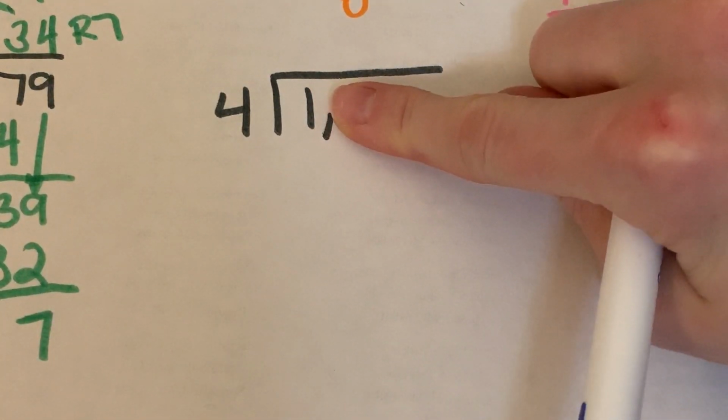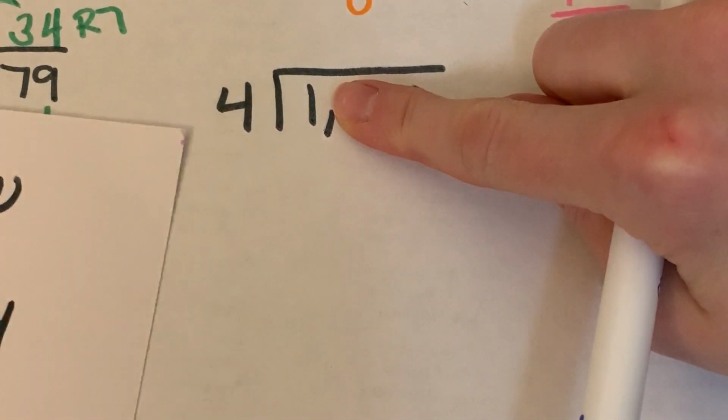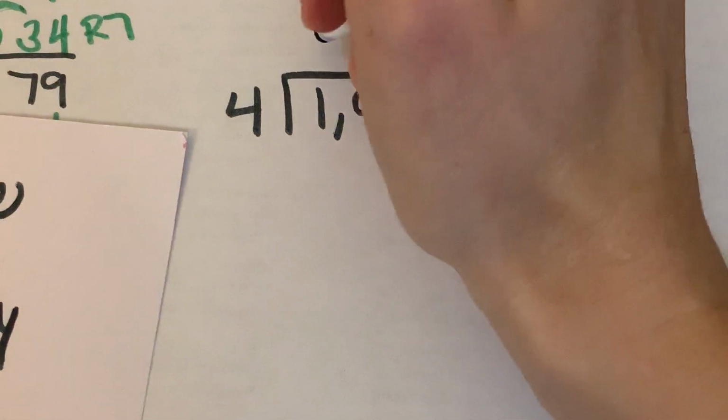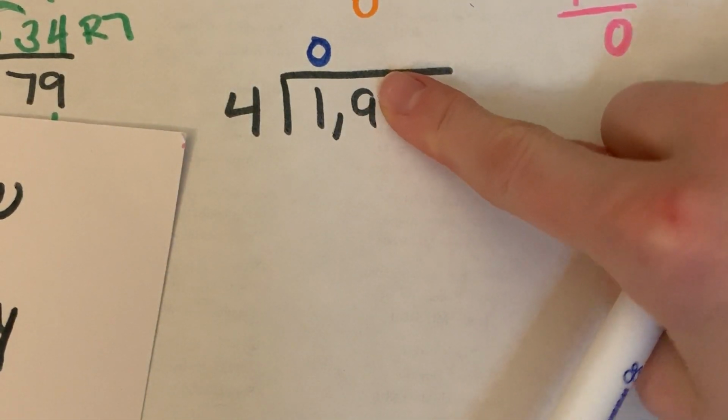All right, 4 times what gives me 1? Well, that 4 is too big. 1 divided by 4 doesn't give us anything either. So I am going to put a 0 and I'm going to move on to make a 19.